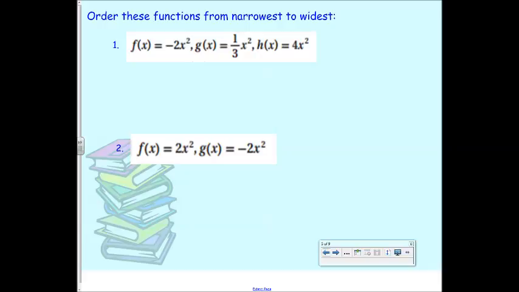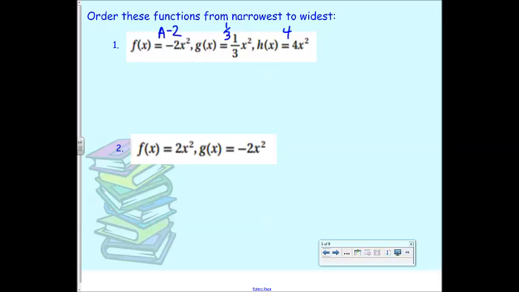Because otherwise, a question like this where I said, order these from narrowest to widest, would take you a long time because you'd have to table all 4 of them, put them all in order, or sorry, 3 of them, and that would take you a long time. But if you remember, for narrower or wider, what letter are you looking at, A or C? We're looking at A. What's the A for this one? -2. What's the A for this one? And what's the A for this one? 4. So remember, the narrower it is, that means the number is getting bigger.